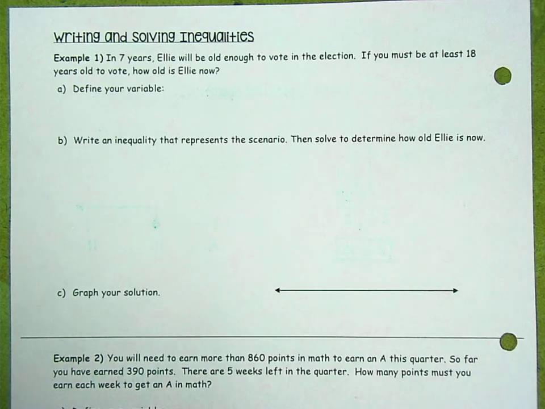Now we're going to take a look at writing and solving some inequalities. So first example, in 7 years, Ellie will be old enough to vote in the election. If you must be at least 18 years old to vote, how old is Ellie now?